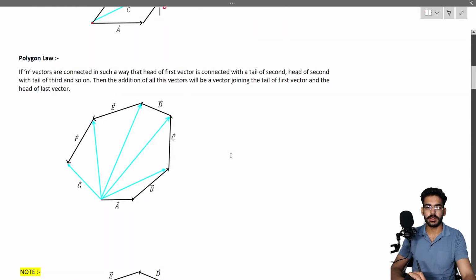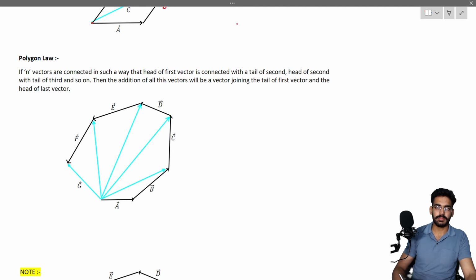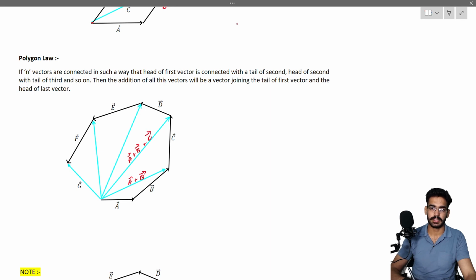Now here we have polygon law. Now let's understand what polygon law is. If you apply the same method on the polygon, this will be your a vector plus b vector. Then you apply it in this triangle. What will this vector be? A vector plus b vector, and then a vector plus b vector plus c vector. Or you can say, going from here to your a, then from here to your b, then from here to your c, and this is directly going, so a plus b plus c, right?